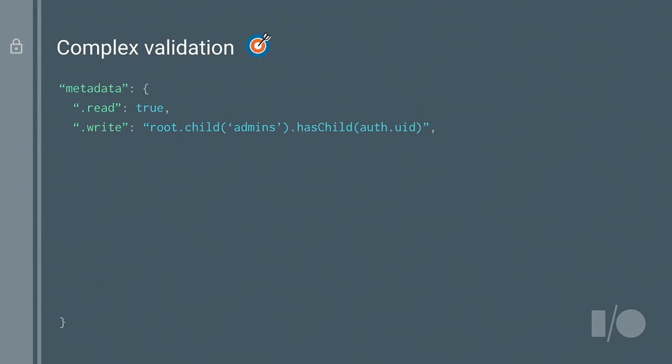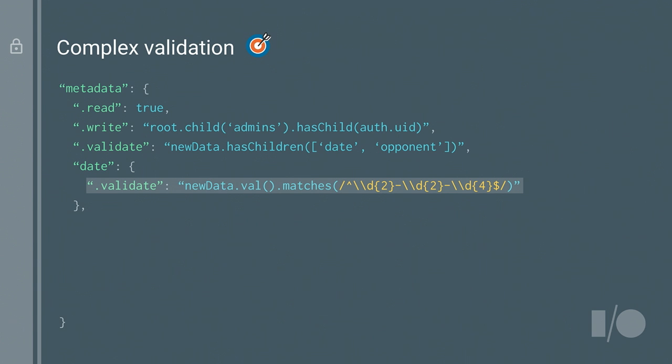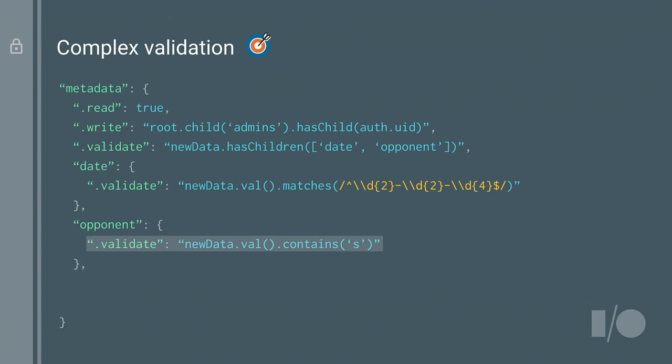So with validation, you can actually do some pretty complex stuff. Taking our previous example, we can actually require nodes. We can say the new data that we're about to write to metadata must have a date and must have an opponent. We can also say more complex things than just, is it a string? We can use regular expressions to verify that the date has the proper format. We can use contains queries, this is kind of an arbitrary example, but we can say the opponent must contain an S in their name.